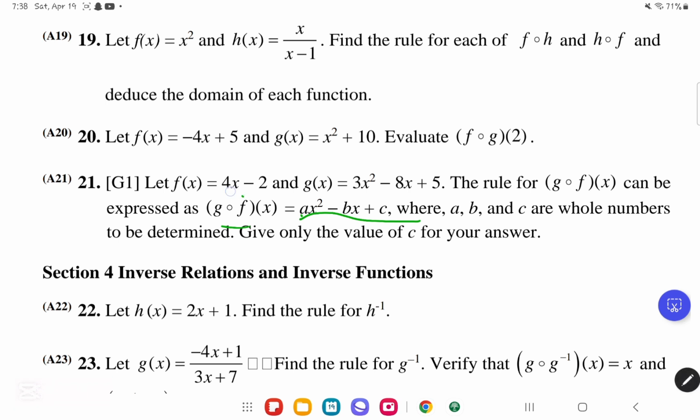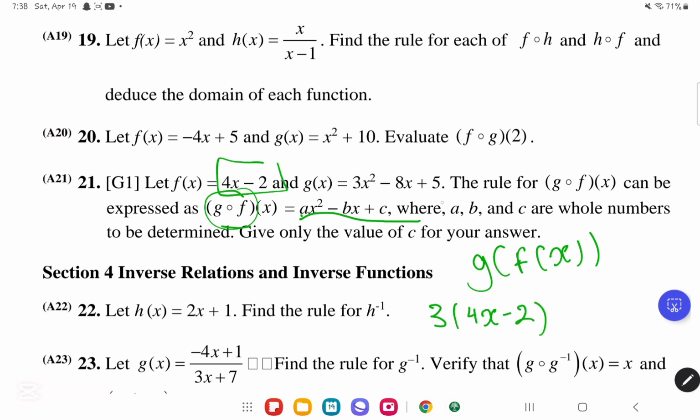So what do they need? They need g round f. That means the function of the function f in the function g. So very simply, what is the function g? The function g is 3x squared. Now instead of the x squared, put the brackets, okay? So it's gonna be 3, and then you will put (4x minus 2), then you will put the squared, minus 8. Instead of the x, put the brackets (4x minus 2), plus 5.